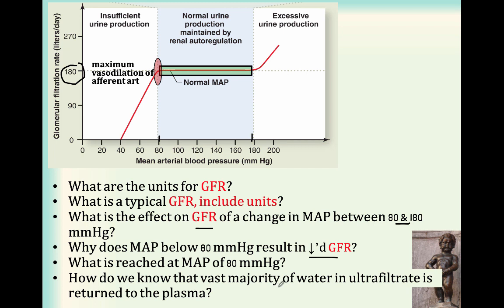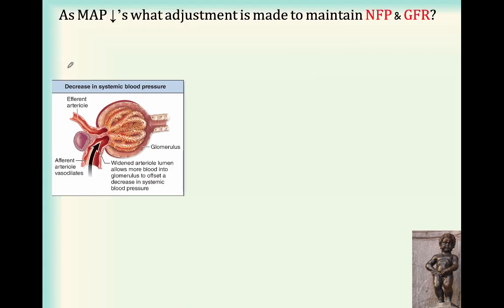Well, how do you know that the vast majority of water in the ultrafiltrate is returned to the plasma? And so pause it, write down a thought as to what that is. And again, what you should have said here is, well, you're forming 180 liters of filtrate per day from the blood. You've only got 5 liters of blood. And so the vast majority of this, more than 175 liters, is being reabsorbed and returned to the plasma. So there you go. Okay.